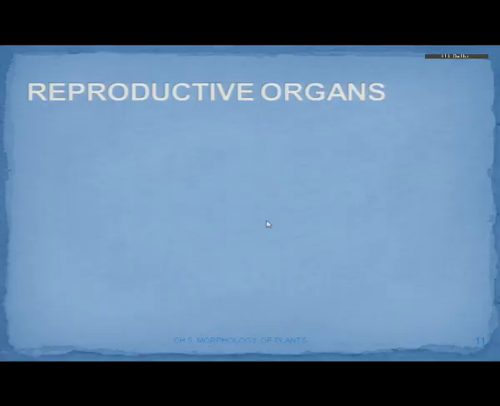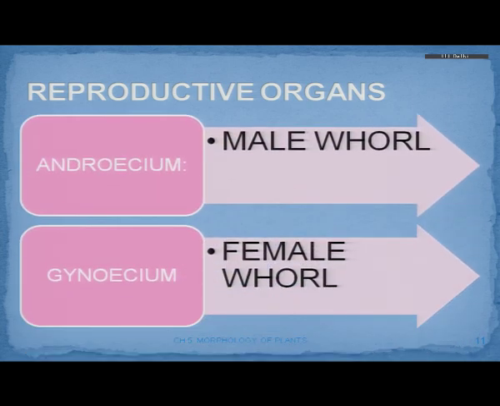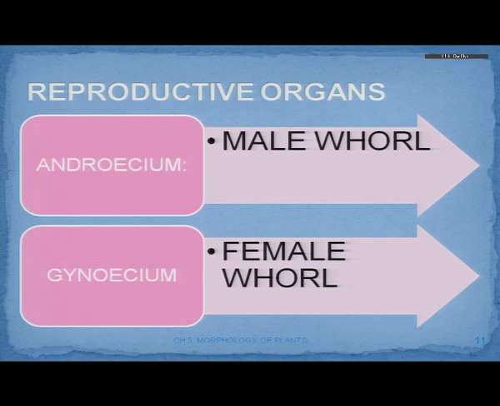Now talking about the reproductive organ. The calyx and the corolla are the accessory organs. They do not take part in reproduction directly, but they help in the process of reproduction. How? The calyx protects the flower in the bud stage, and the corolla helps to attract the pollinators. The main reproductive organs are present in the inner whorls, that is the androecium and the gynoecium. Androecium is the male whorl and gynoecium is the female whorl.